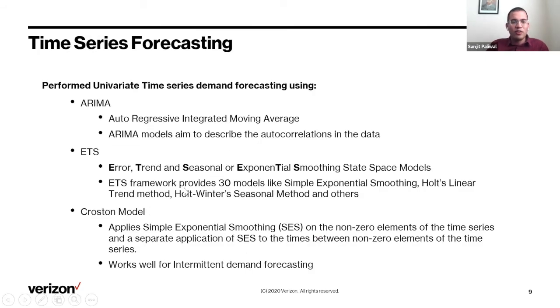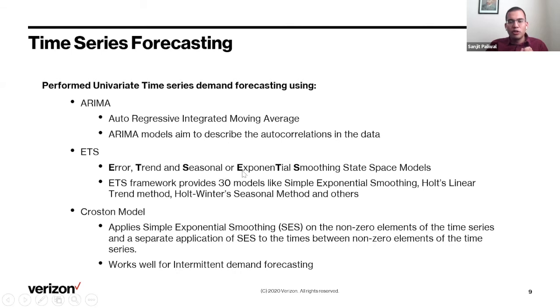Now here we have the different time series forecasting techniques that were utilized. We performed univariate time series forecasting of demand using three different models. The first one is ARIMA, autoregressive integrated moving average. ARIMA models aim to describe the autocorrelations in the data. Most people would know correlation, which relates two different variables and how they change with respect to each other. But autocorrelation is the relationship of a variable with itself.